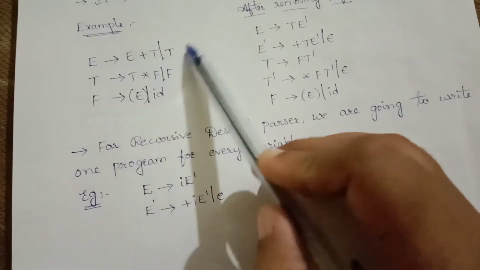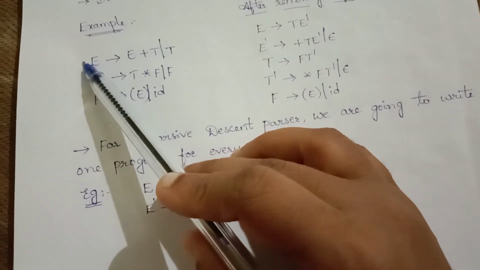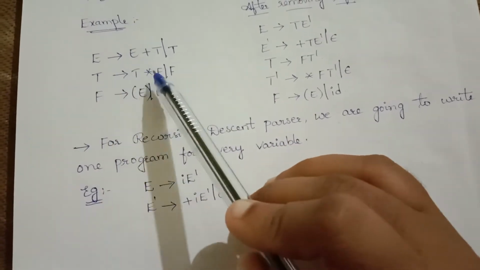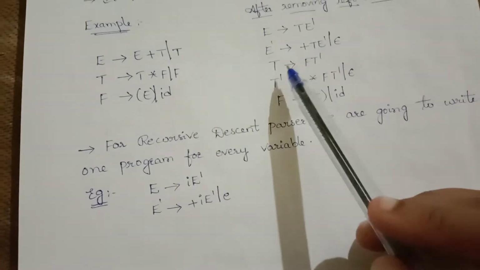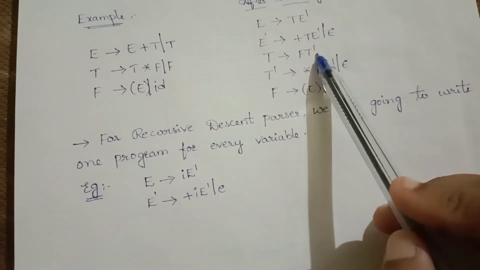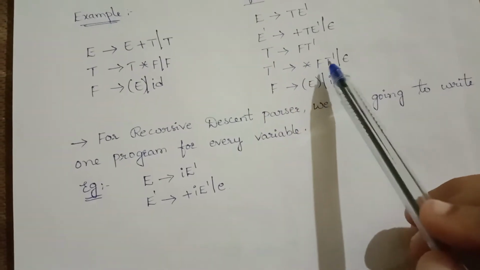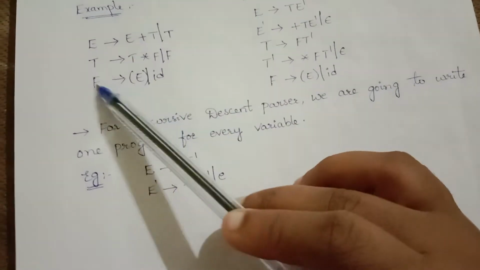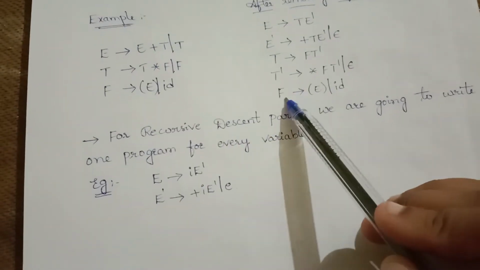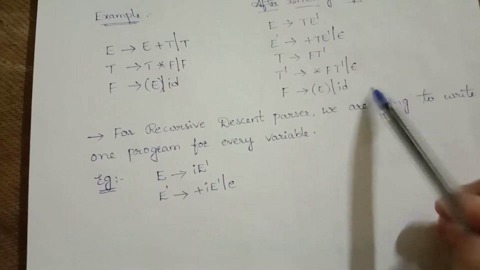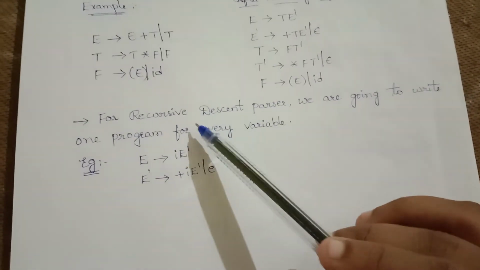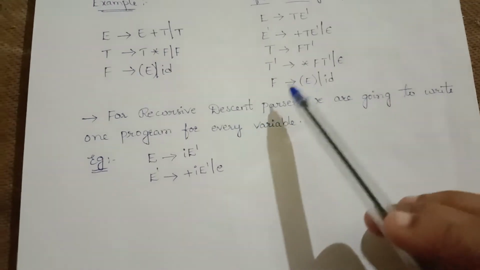So for the first production we have eliminated it. In the same way we need to eliminate for this also. T tends to T star F or F. It is written as T tends to F T dash, and T dash tends to star F T dash or epsilon. In the production F we don't have any left recursion, so we can write it as it is, F tends to E or Id. For a recursive descent parser we are going to write one program for every variable.